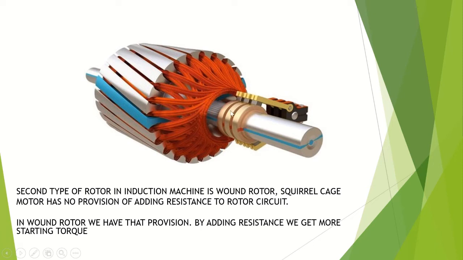In the wound rotor induction motor, we can insert a resistance through the slip rings. There is a provision of adding resistance through the slip rings. By adding resistance through the slip rings, we can get good starting torque performance. We can get that provision, we can say.